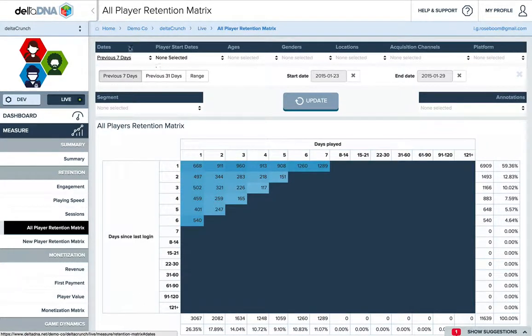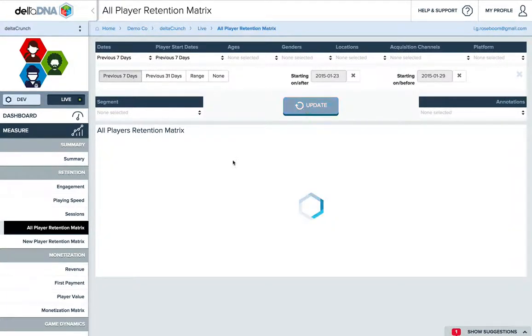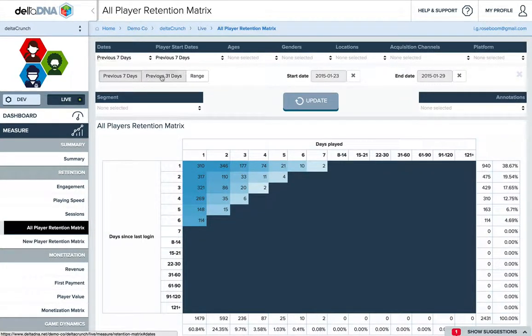So what this shows you is it compares essentially the frequency of play with the recency, and so you have the number of days played at the top and the number of days since last login on the left. And so if people have only played one day, essentially that means that they've churned. So if they're sitting here in this column, they've only played one day and they haven't been seen for many days, that means that they're unlikely to be coming back. Similarly, we'll change this so we can actually get a bit more data in here.